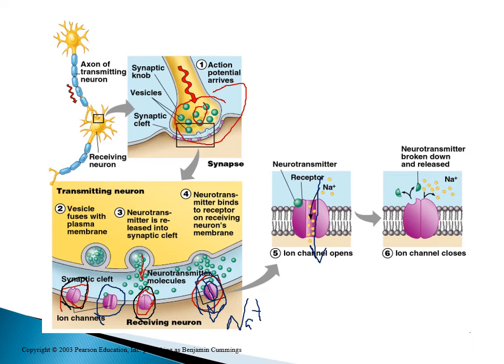Over time, that neurotransmitter gets released by the receptor. It might get broken down, it might not, depending on what neurotransmitter it is, and then it gets taken back up by the membrane and stored back in synaptic vesicles to be reused.